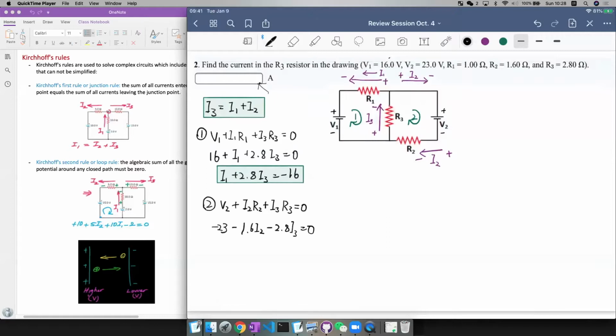So are they all loss? Yeah, they're all from higher to lower, right? So still we move everything to one side. It is 1.6. We move all the variables to one side, plus 2.8.